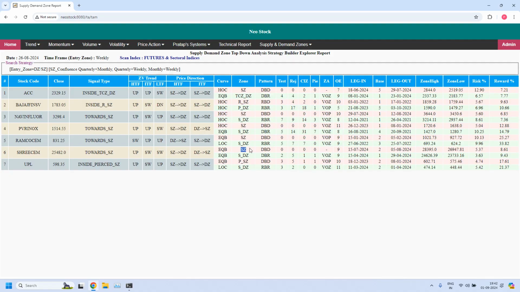Suppose you want to do analysis on this Sriram Cements, you will start your analysis from ACC. So many stocks are there between ACC and Sriram Cement. You may find maybe another 100 plus stocks. By the time you reach this Sriram Cement analysis, the whole week will be complete. This is the main reason why software is very, very important.